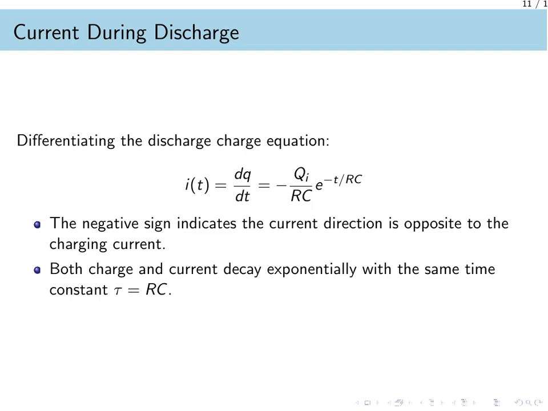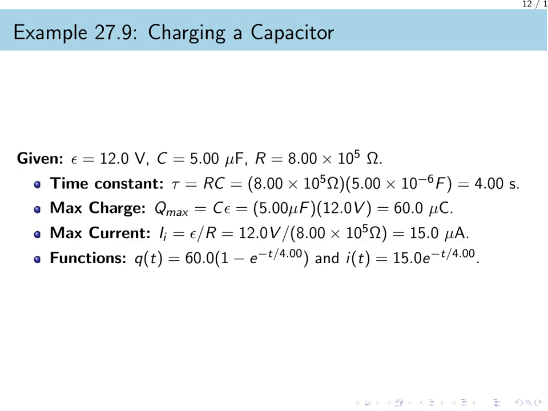Just like the charging process, both the charge remaining on the plates and the current flowing through the circuit decay exponentially, governed by the same time constant, tau equals RC. Eventually, the capacitor is fully depleted. Let us apply these concepts to a practical example.